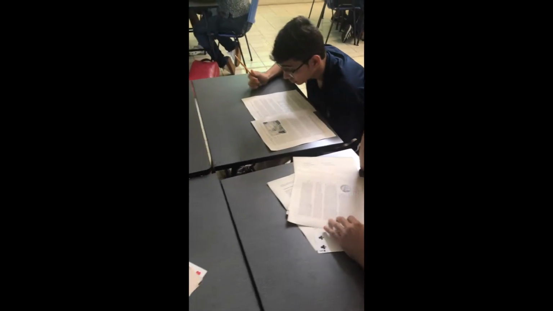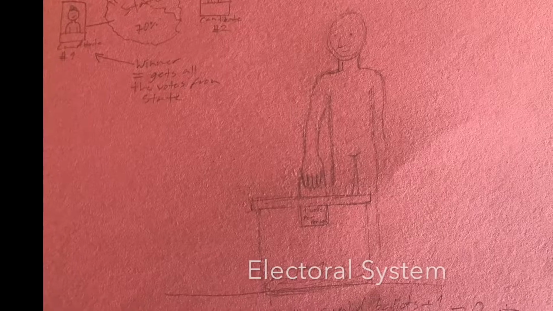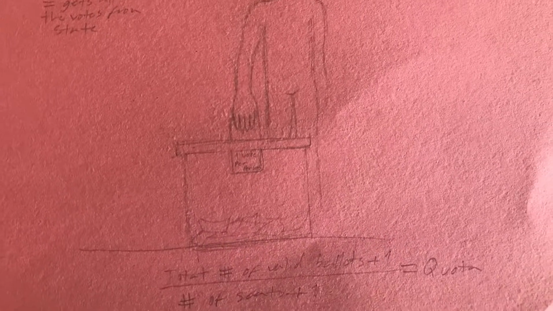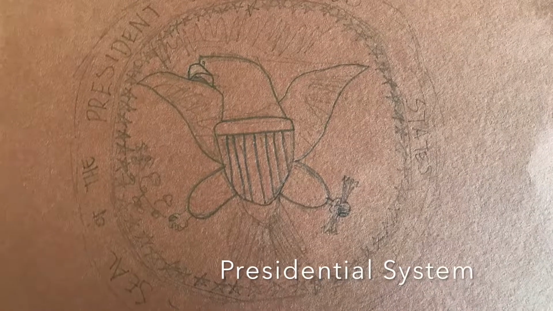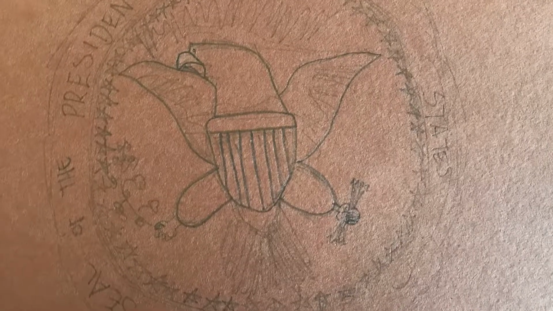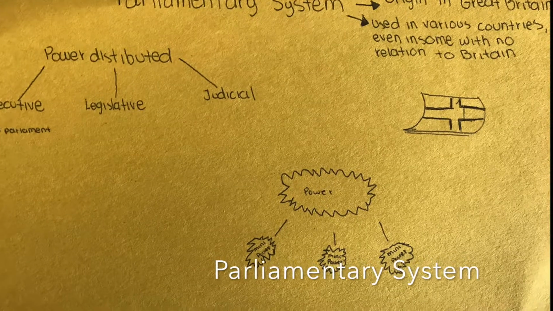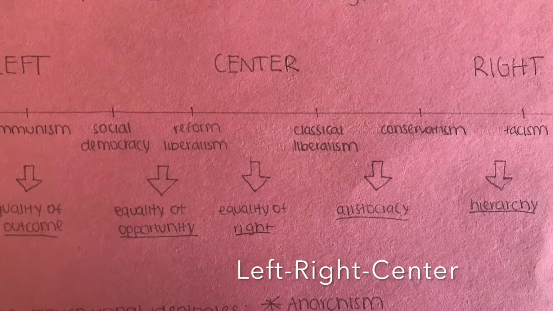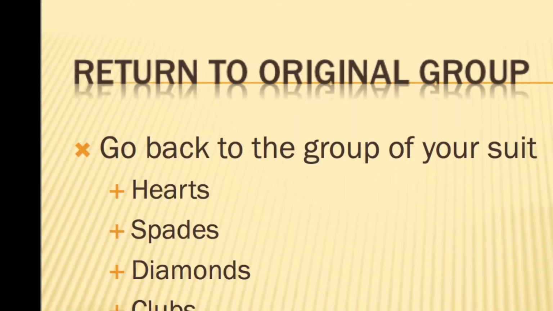Popular vote, electoral votes. After they finish reviewing information, they put together a picture. So you have the one for the electoral system, the electoral college. Then you have the one for the presidential system. Again, they did not have a lot of time, 10 minutes to put these together, so that may reflect in the artwork. You have the parliamentary system. And last but not least, you have the left, right, center piece.